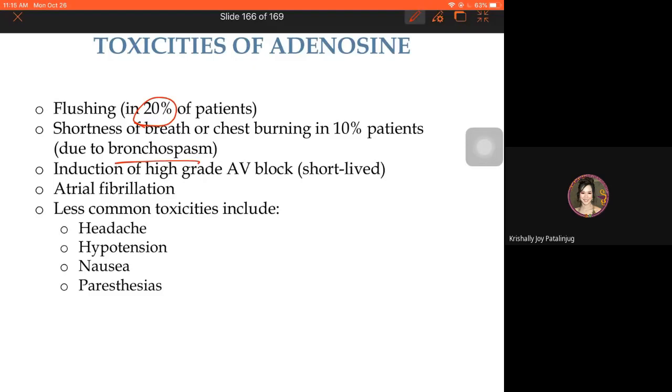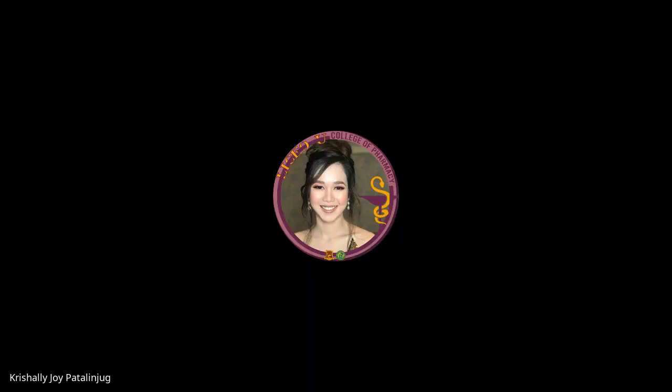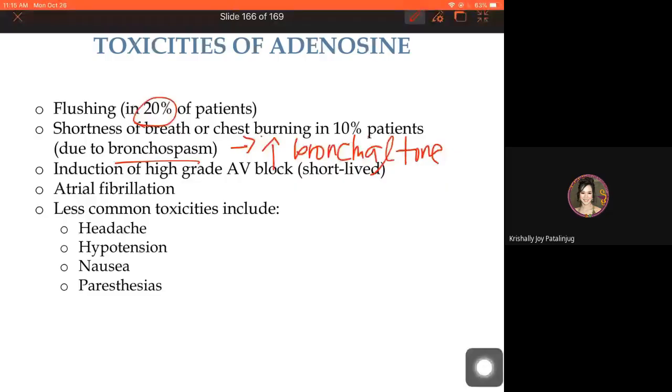It is because si adenosine kasi isa siyang determinant of bronchial tone. In fact, it enhances the bronchial tone. Again, ang adenosine, it can enhance bronchial tone. When you say enhancement of bronchial tone, that only means na nagko-cause siya ng constriction of bronchioles, resulting therefore to difficulty in breathing, 'di ba?